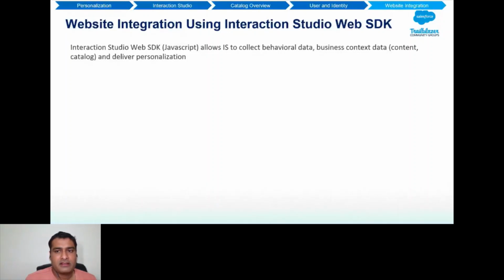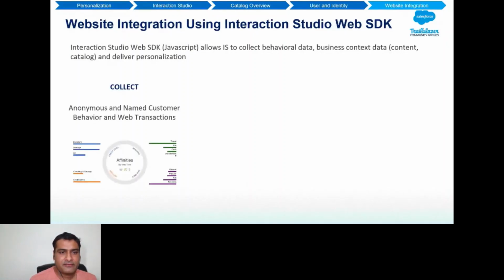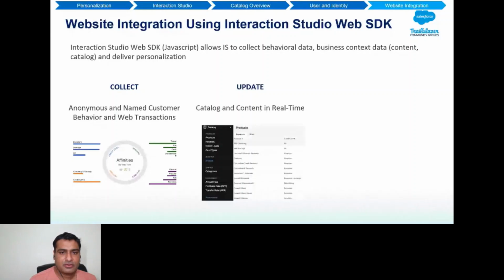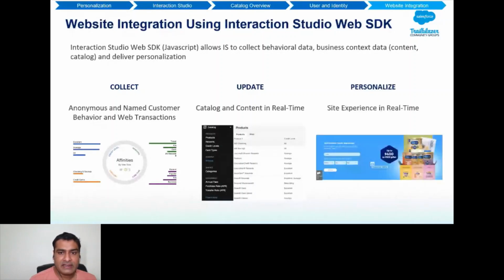But typically this JavaScript file has first party cookies, which really collects all the behavioral data. Then it feeds that data back to Interaction Studio in real time. And in real time itself, using that data, you can run your personalized campaigns. So this is how this entire process works after you install that beacon, and how the beacon collects and updates that data to power your personalized campaigns in real time.